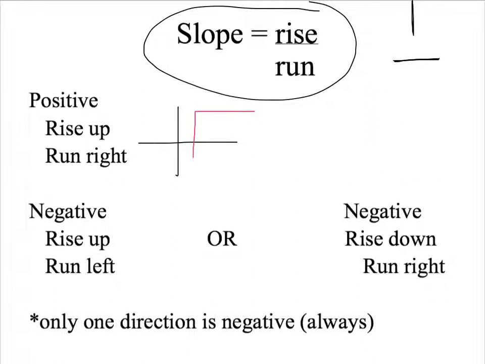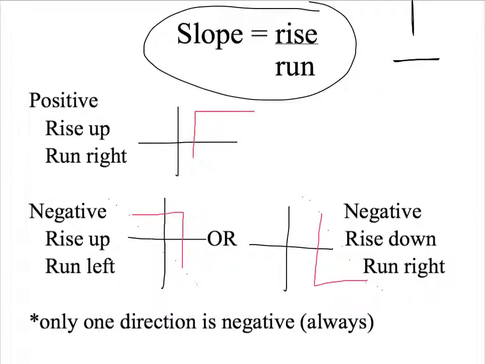Okay, so a positive slope, if you're at your starting point, you can rise up and run to the right. If we're talking about negative, there's 2 ways we can do it. We can rise up and run left, or we can rise down and run right. The reason that this works is because if I was going to draw a line that's a negative slope, here would also be a negative slope. If I go back up to the positive, I can see that I'm increasing, it's a positive slope.